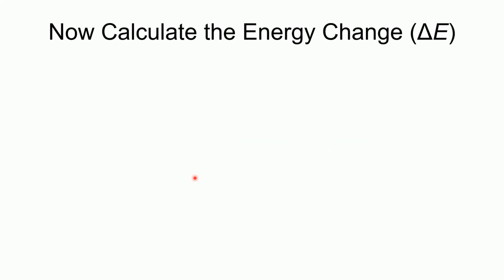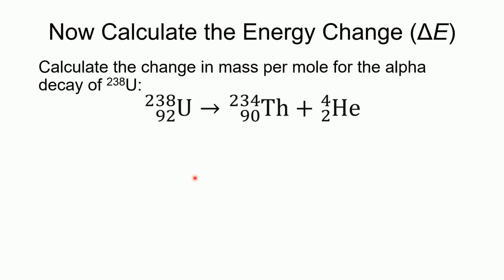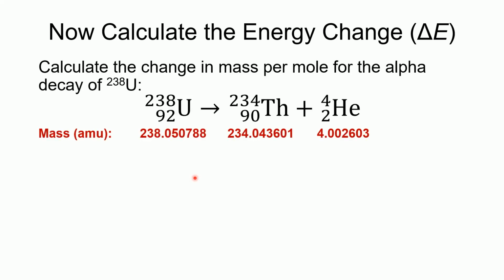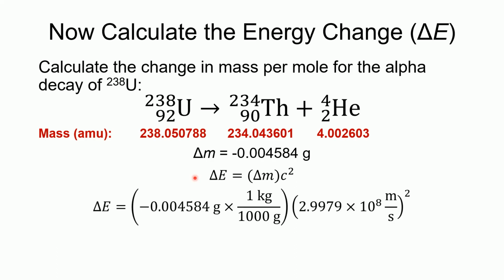So let's calculate the energy change. We've calculated the change in mass. Let's calculate the energy change. There are the numbers that we started with, and then there is the change in mass in grams. We are going to put that into our equation. Delta E is equal to delta m times c squared. c is just the speed of light. And here is our mass in grams.